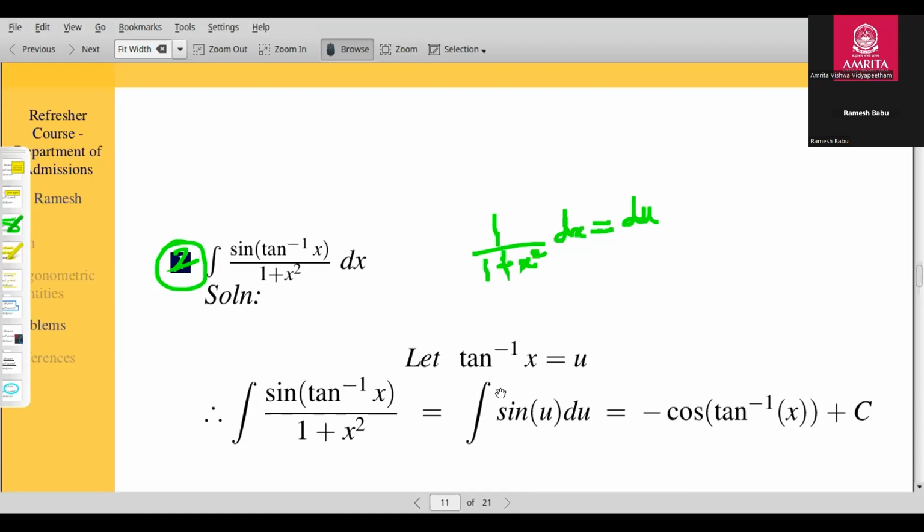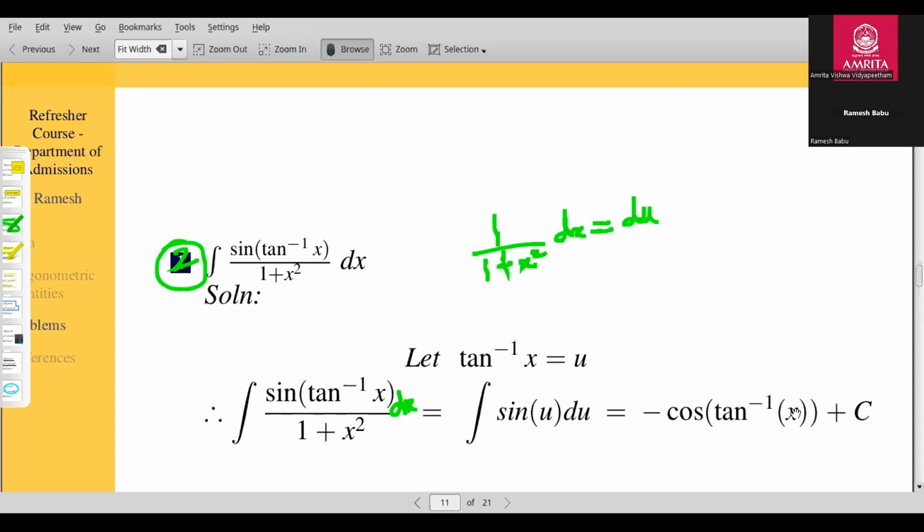So when you take up the substitution u is equal to tan inverse of x, I am getting here sine u. I think the dx is missing here. So dx by 1 plus x squared is nothing but du. Therefore, integration of sine u into du is, as you know very well, minus cos u. Again, I substitute u is equal to tan inverse of x. So what I am getting here is minus cos of tan inverse of x plus c.